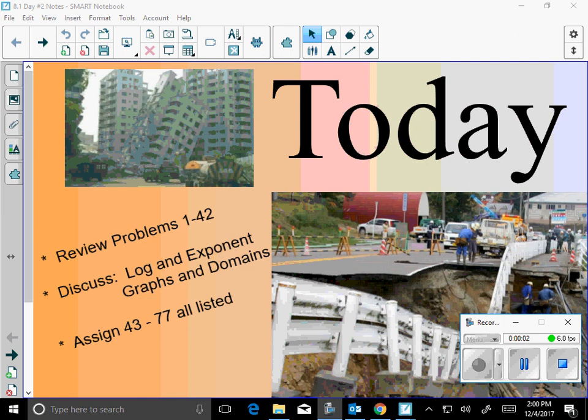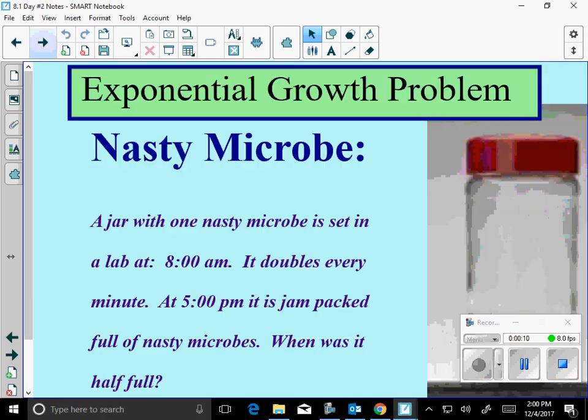Okay, so this is 8.1, day number 2. We're going to talk about graphing logs and exponentials and talking about their domains. I've got a problem on the next page that I'm going to skip for now, but we can talk about that later.